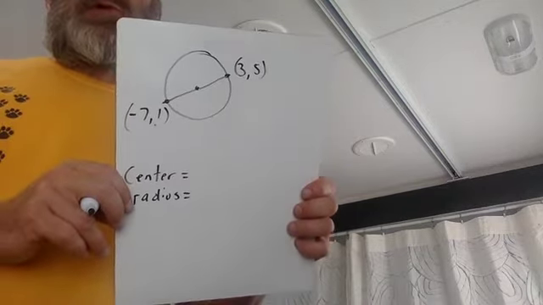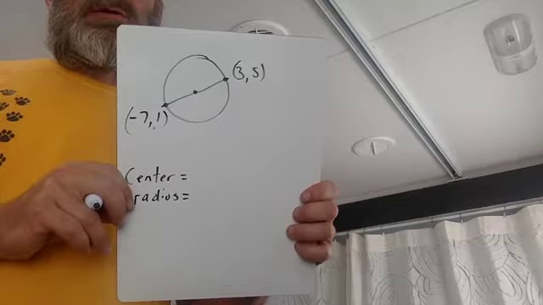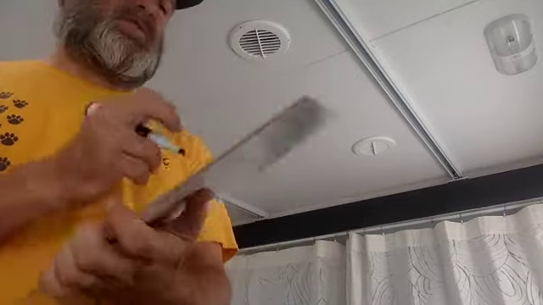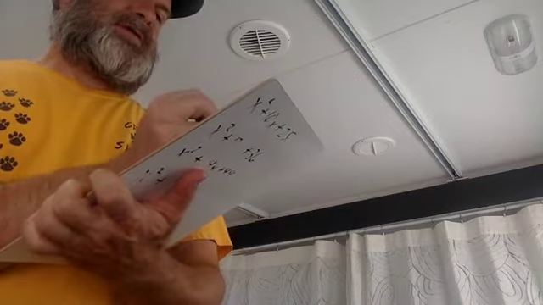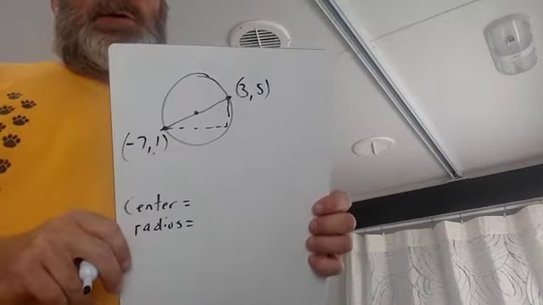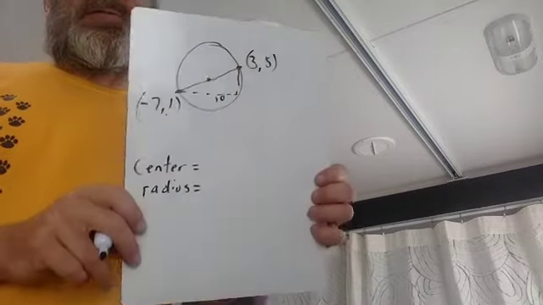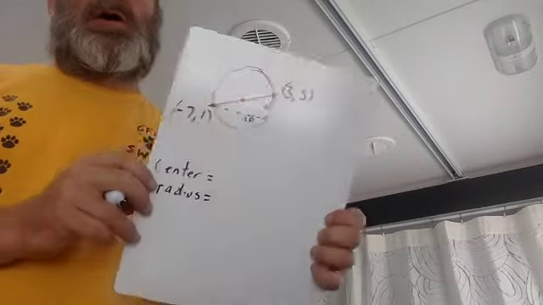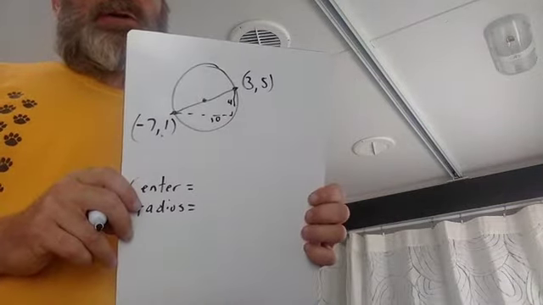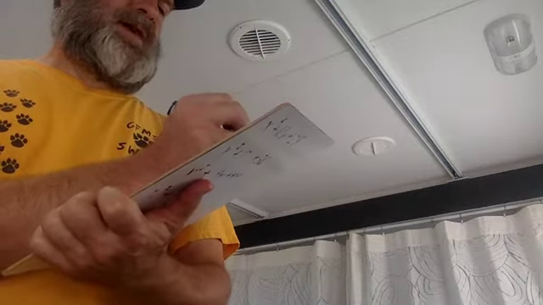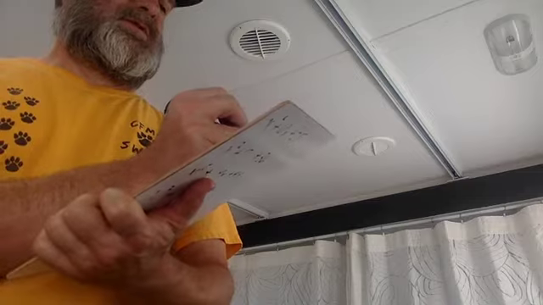So how do we figure out what point is right in the middle of the diameter? Well, we figure out how far it took us to get from one endpoint to the other. How far over and how far up? How far over did we go from negative 7 to 3? We went 10 spaces. And how far up did we go from 1 to 5? We went up 4 spaces. So if we want to find out where the center is, we just go half that far. We go over 5 and up 2.